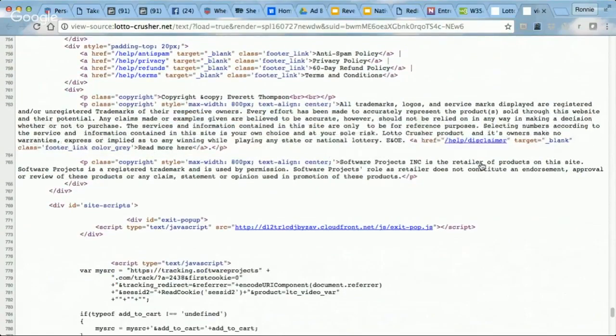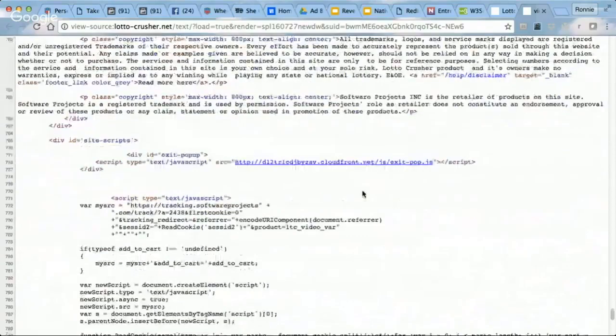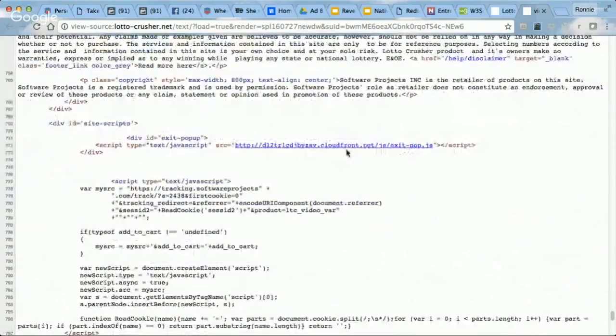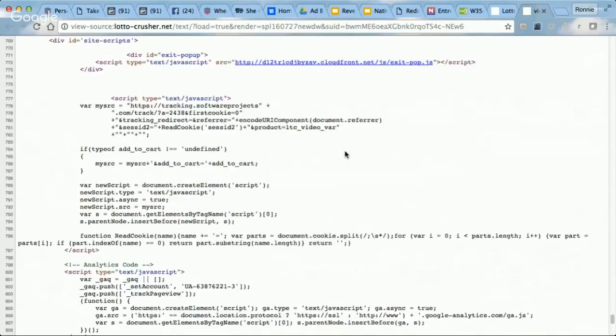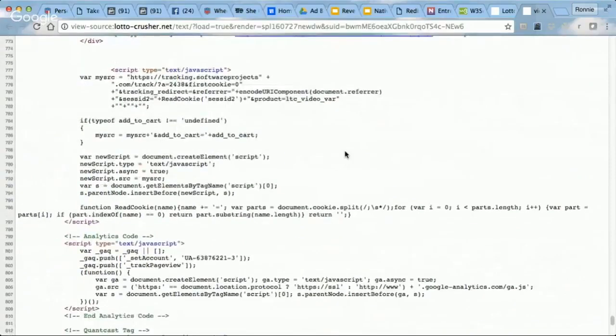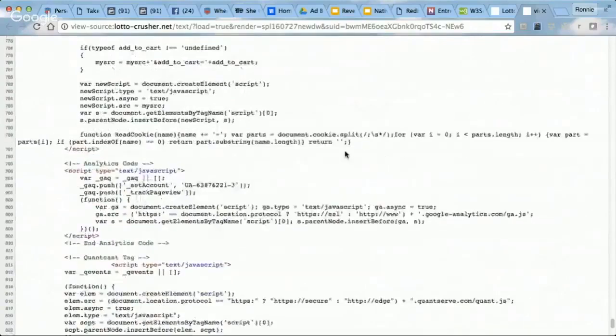Let's look more. Okay, they have copyright disclaimers, all that stuff, cloudfront.net. Maybe that's a virtual private server I should consider, because other big advertisers are using it. This is how I figure out what I do. Then I look down here: softwareprojects.net. Maybe that's the affiliate network. Okay, I look that up.